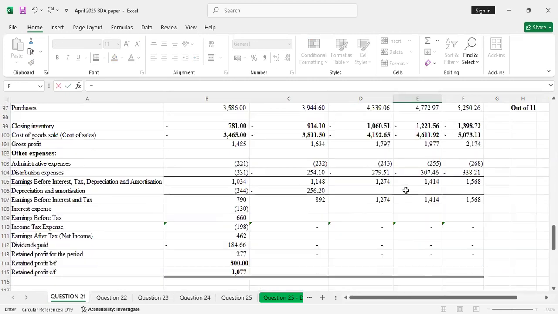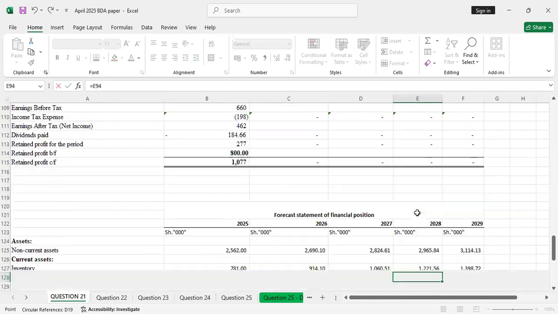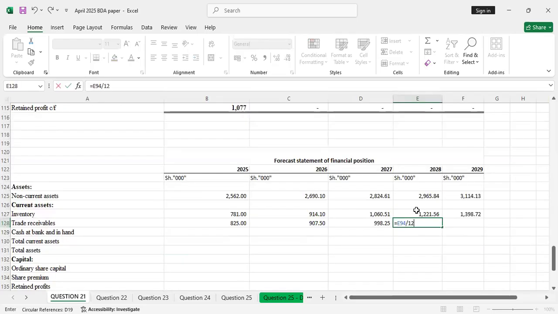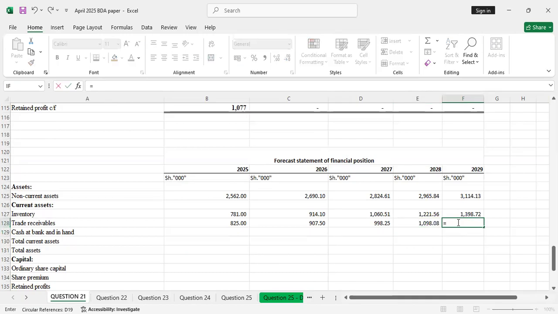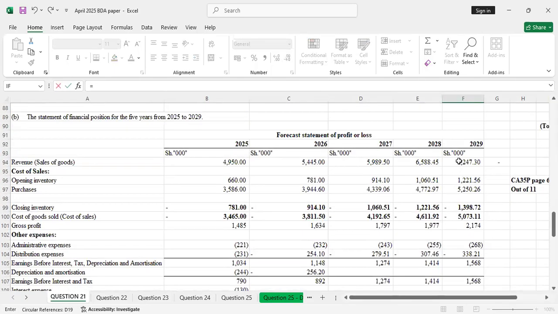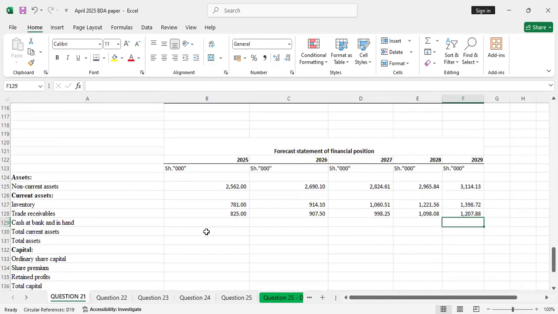Then for 2028, the same. Our revenue was this. Then you divide by 12 months, then you multiply by 2, because it was a 2-month period. You enter the same as you do with that. Lastly, 2029, our revenue was that. You divide by 12 months, then you multiply by 2. Simple as such. Then you have the trade receivables.